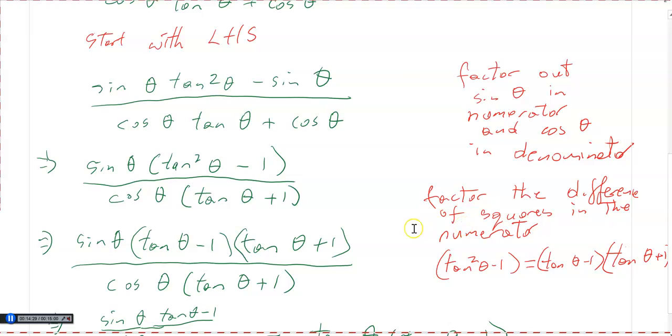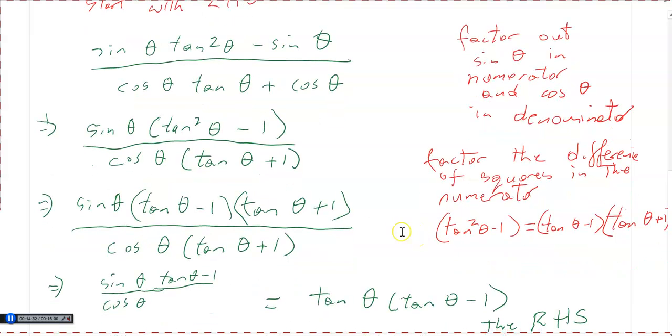If we factor the difference of squares in the numerator, we have sine theta times tan theta minus 1 times tan theta plus 1, over cos theta times tan theta plus 1. And then the tan theta plus 1s cancel each other, so we're left with sine theta over cos theta times tan theta minus 1, which simplifies to tan theta times tan theta minus 1, which is the right hand side, and we are done.